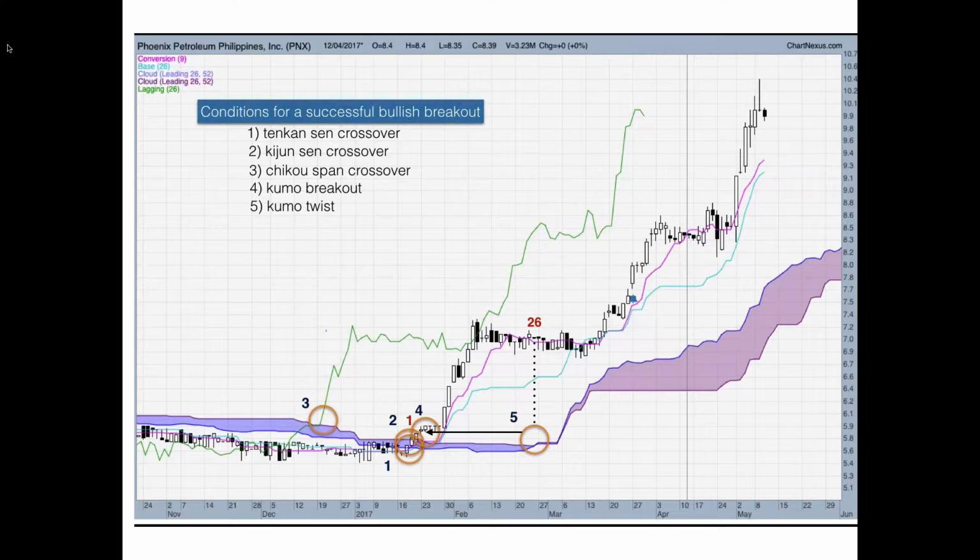Since the Kumo is plotted 26 periods ahead, it would have warned us of the possible strong price breakout that followed. After that strong run up to 7 pesos, prices consolidated once again.